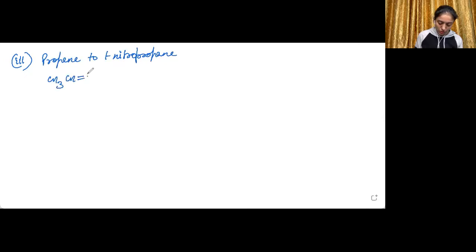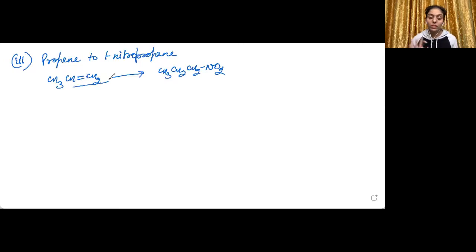CH3CH double bond CH2. So this is propene. We need to convert it into 1-nitropropane. Now there is no way that we can add this into it. We cannot do that. So we need to find out how we can reach up to this point. Now for the preparation of nitro compounds, we need alkyl halides. So if we convert this alkene molecule into alkyl halide, in which the halide is at the first position, then we will be able to convert into nitro compound.